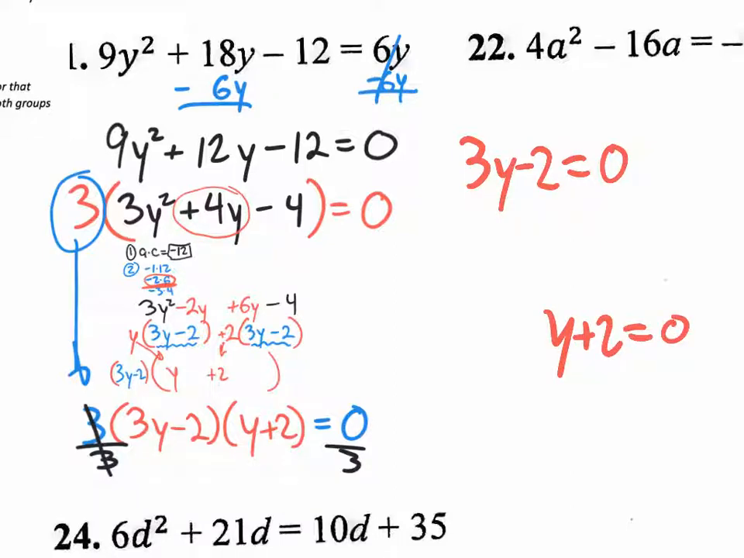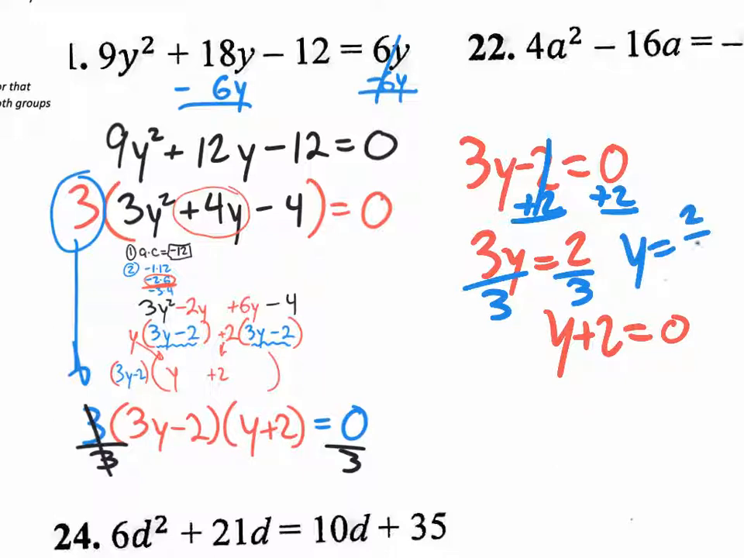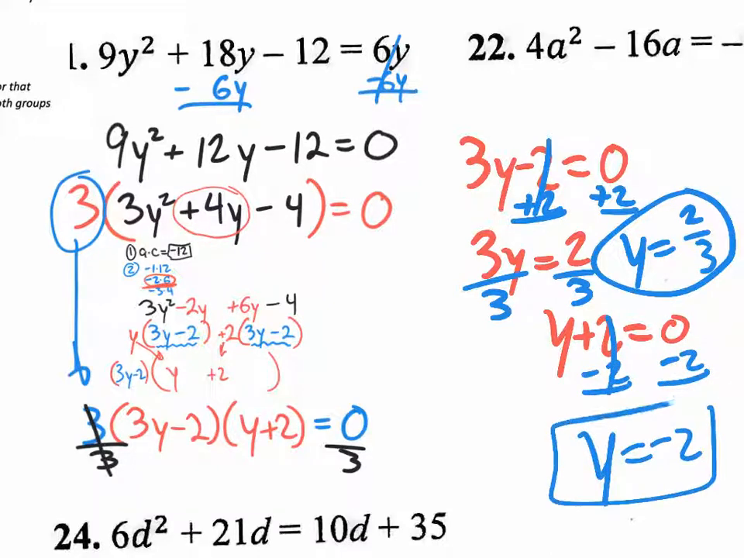So up on top, plus 2 on both sides. You'll end up with 3y equals 2. And finally, divide by 3, y equals 2/3. That is one answer. The other answer is simply -2. Y equals -2. So those are your two answers for question 21.